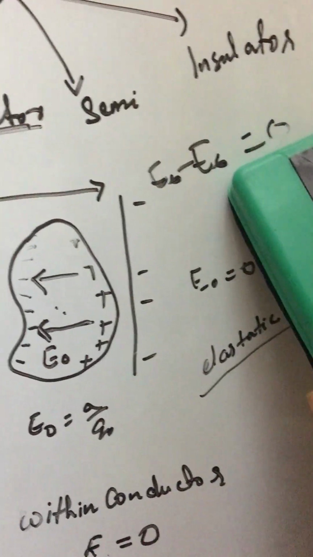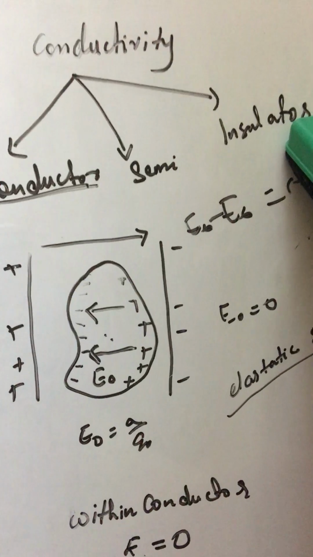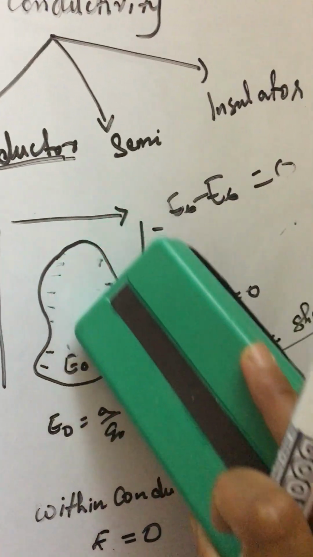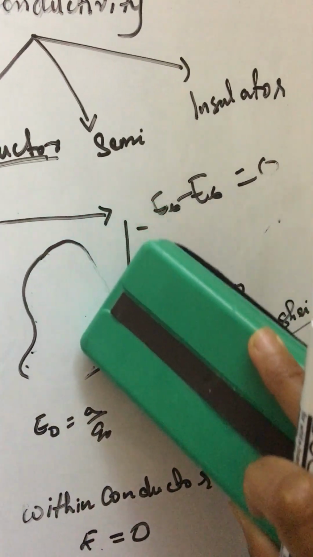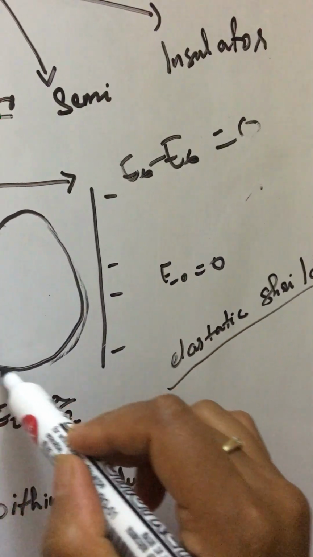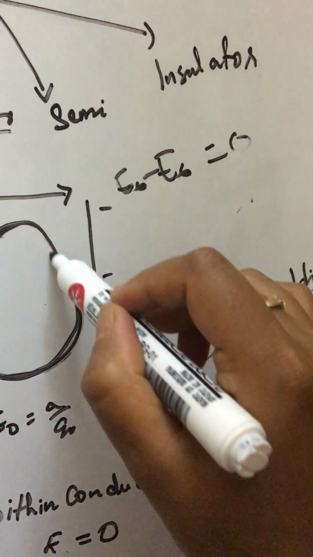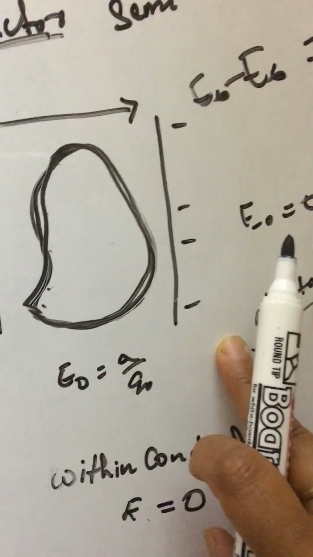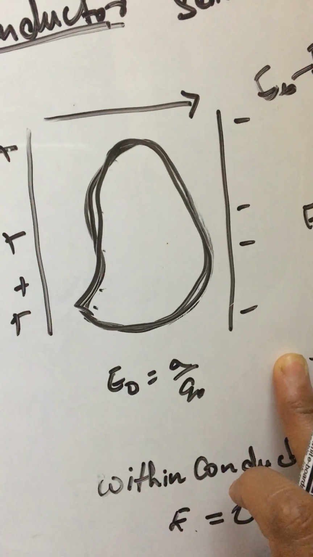Now coming to the insulator. In an insulator, the electrons are not free. The electrons are so tightly bound that they cannot move. If the electrons cannot move, it means the charge cannot flow within the insulator. So will the electric field have any effect? The answer is no, it will not have any effect.